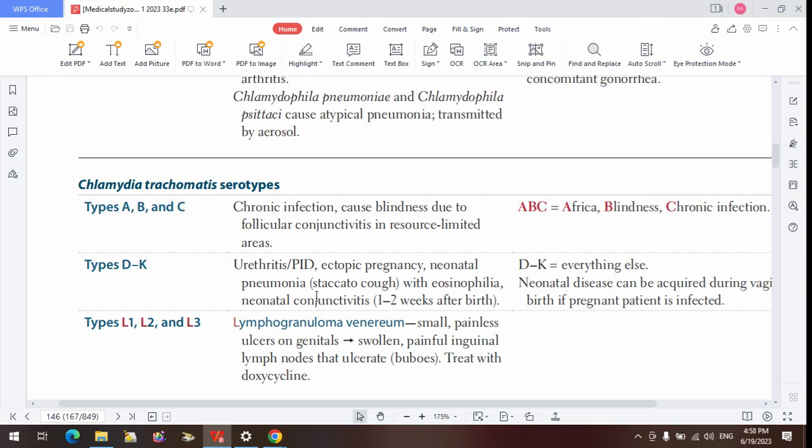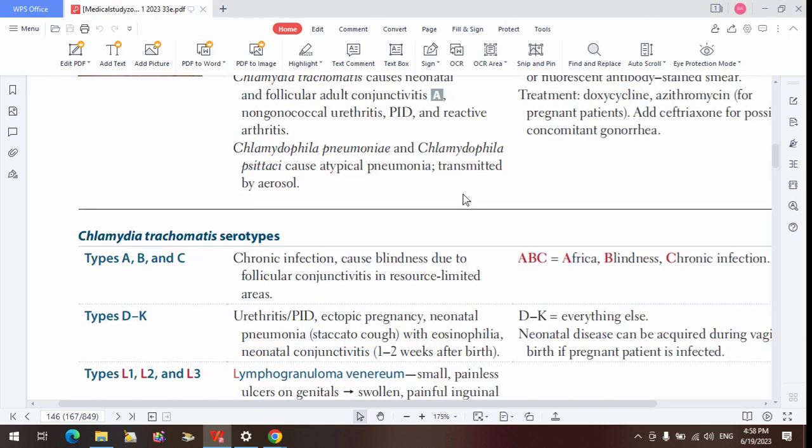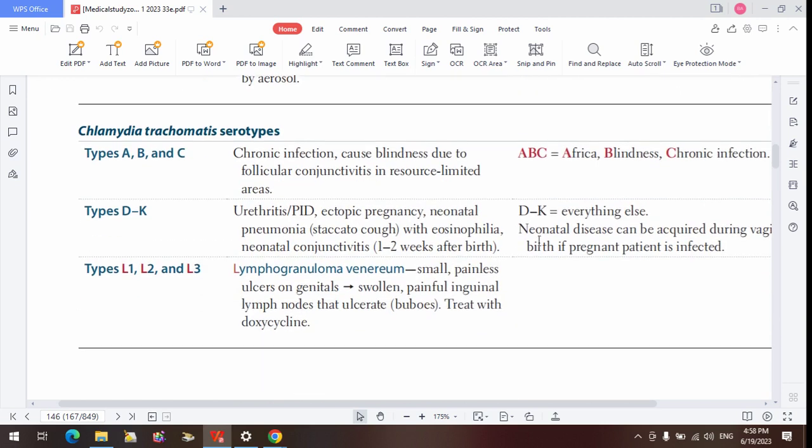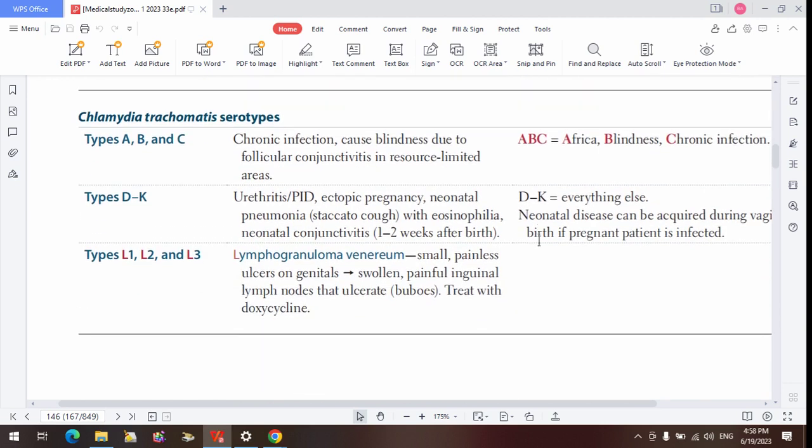So there's inflammation or enlargement of the inguinal lymph nodes just near the genitals. They can ulcerate, forming buboes, and it is painful. So what you use to treat your lymphogranuloma venereum is doxycycline. What we use to treat the neonatal conjunctivitis is erythromycin ointment usually. So for your arthritis, your PID, give your doxy. It will take care of it as well. So if the person is pregnant, you can use a macrolide, preferably azithromycin. So do we get everything about Chlamydia trachomatis now?